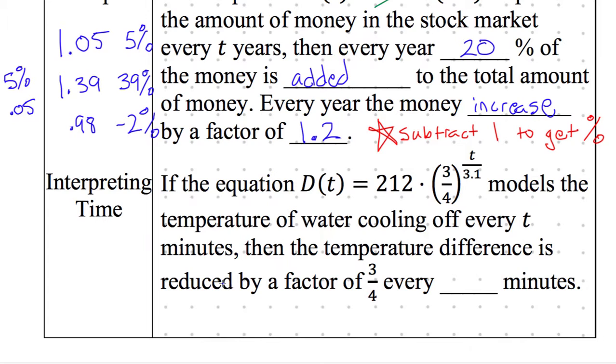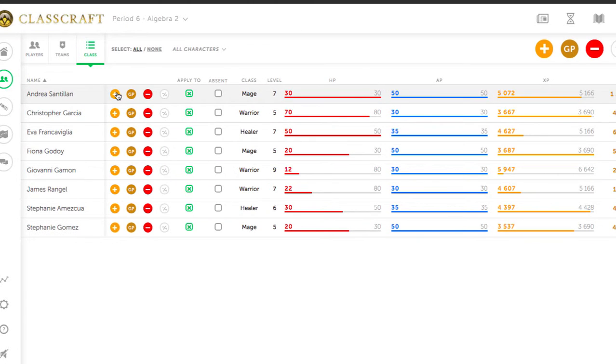Andrea, go for it. The equation d of t equals 212 times 3/4 to the t over 3.1 models the temperature of water cooling off every t minutes. Then the temperature difference is reduced by a factor of 3/4 every... How many minutes? Yeah, okay. So these are always talking about interpreting time. Thank you, Andrea. Beautiful reading.